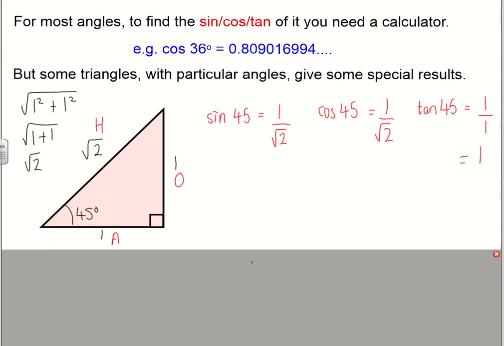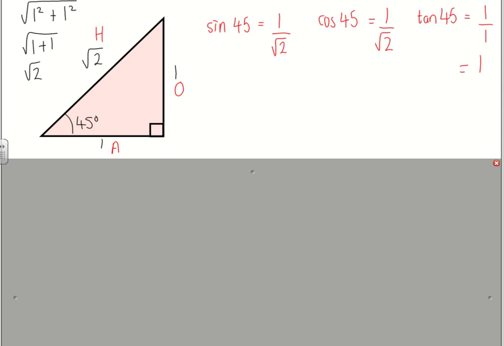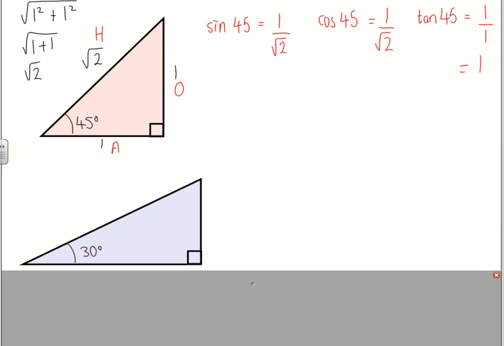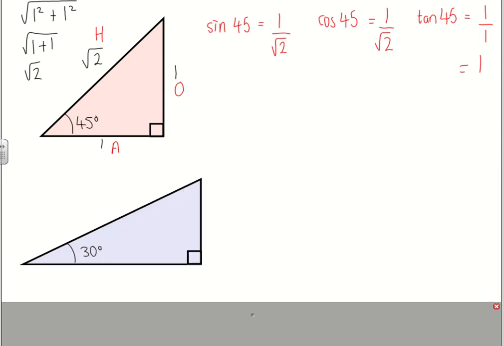If we look at the next one then, the next special angle we'll look at is a 30-degree triangle. So this time we have 1, and then we put 2 on the hypotenuse. Just a proof you need to learn, don't worry so much about why. And the surd this time will come on our adjacent side.